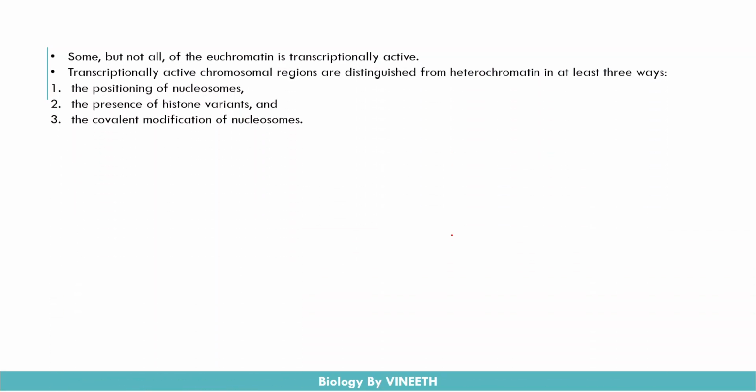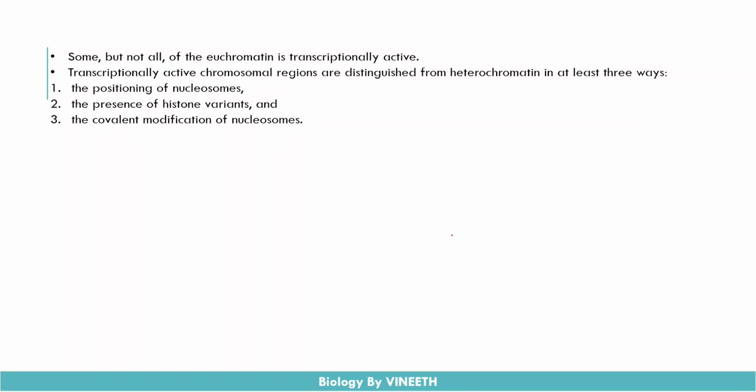And there are also a lot of other remodelers, which you also call chromatin remodelers. These chromatin remodelers are also known to keep the euchromatin state only. Of this euchromatin, only some is transcriptionally active, but not all the euchromatin is transcriptionally active. If you want to make the euchromatin transcriptionally active, you have to do it in 3 ways. So what are those 3 ways? The first one is what?